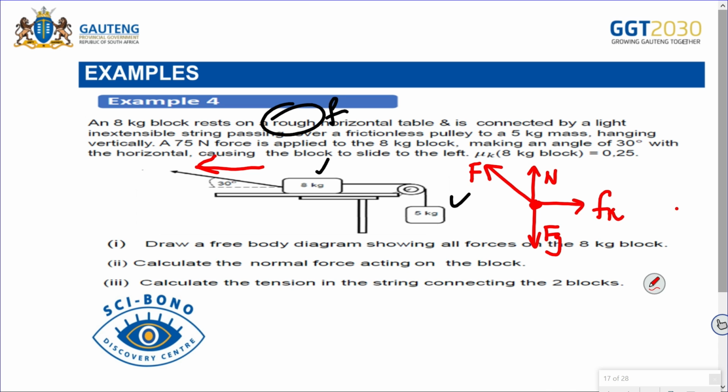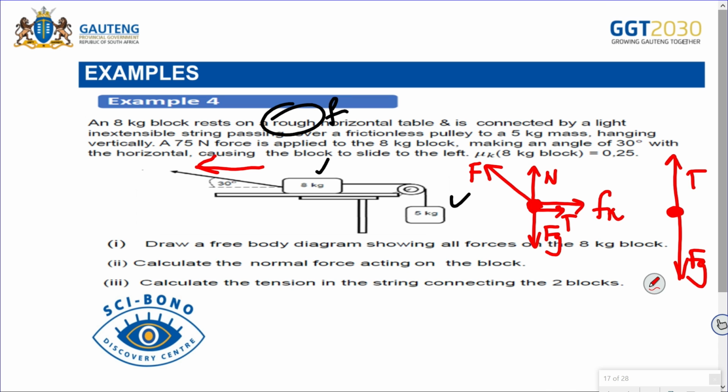And for the 5 kilogram, there are only two forces. It's the FG there and the tension, which means that even here we should have tension because there's a cable or a string there. So there's also the tension. So these are the free body diagrams for both objects.